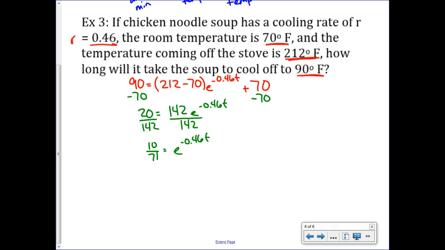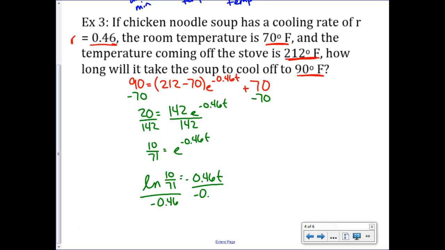All right. Remember when we want to switch things over, our base e is our natural log. So we have the natural log of 10 over 71 is equal to negative 0.46 t. Now we want to get t by itself, so we're going to divide by negative 0.46.